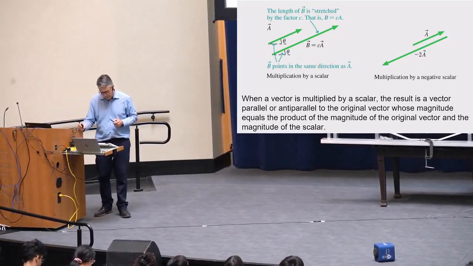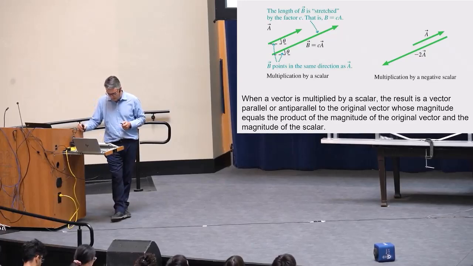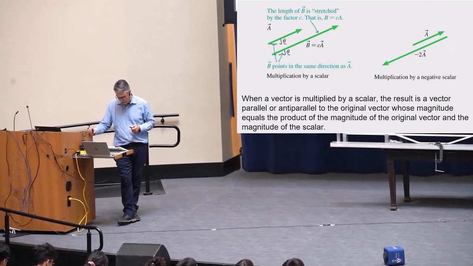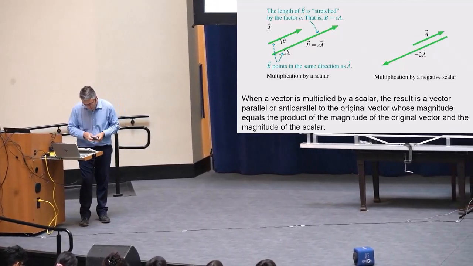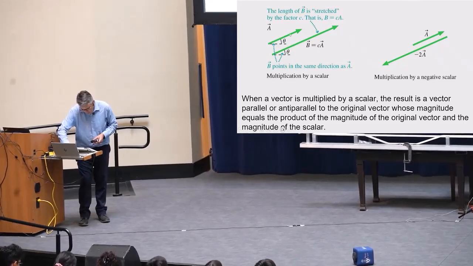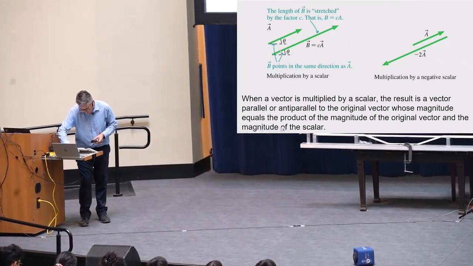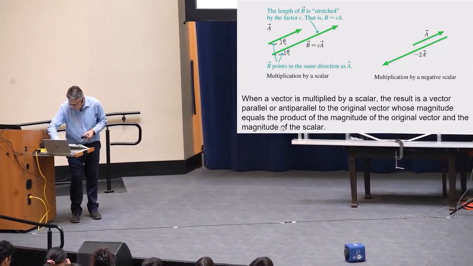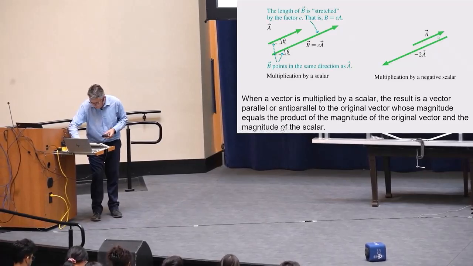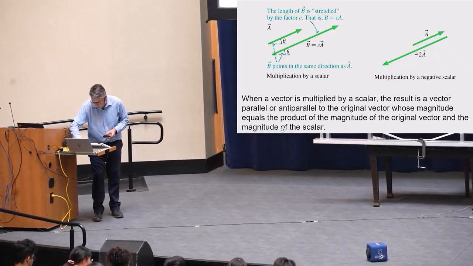So when a vector is multiplied by a scalar, the result is parallel or anti-parallel to the original vector, whose magnitude equals the product of the magnitude of the original vector and the magnitude of the scalar. So there's some examples here where you've got lowercase c, which is a scalar, times a. So it's just going to stretch it. But if you multiply by a negative 2 or something, then you make the magnitude twice as much, but you flip the direction.